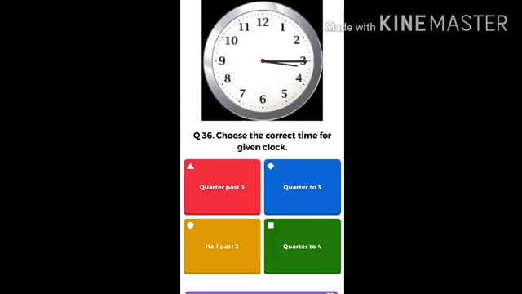Choose the correct time for the given clock. Here you can see both of the hands of the clock are on number 3. So the time showing the clock is, yes, correct. This is 3:15.